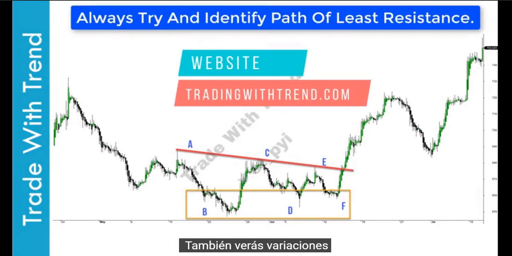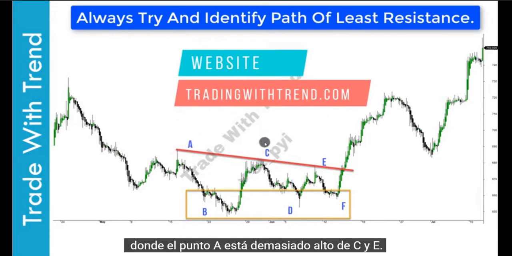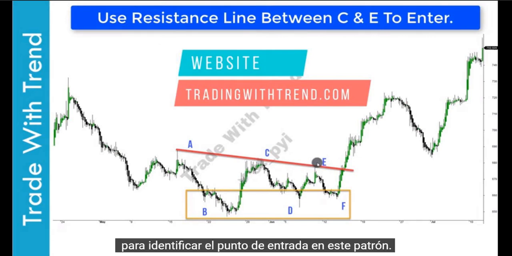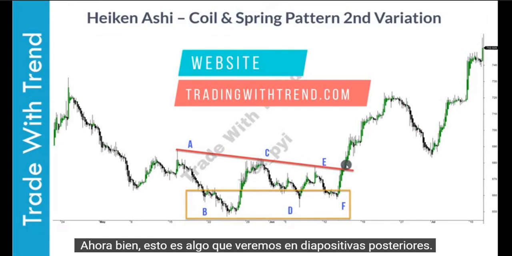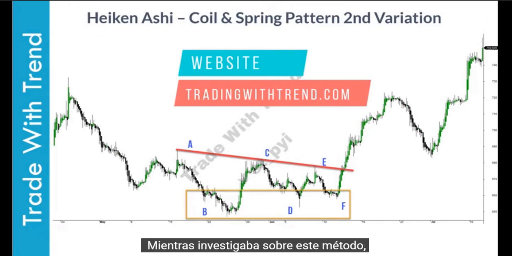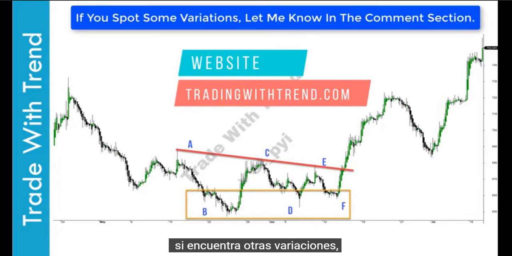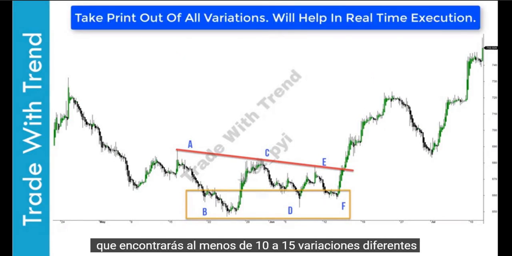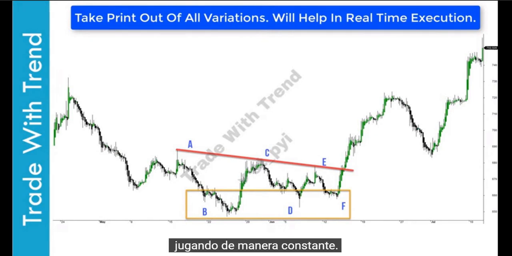You will also see variations where point A is too high from point C and E. In those instances, you will have to use trend line between C and E to identify entry point in this pattern. Now this is something we will look into later slides. While researching on this method, if you find some other variation, then you can validate the same by asking me in the comment section below. Because whenever you will spend time researching this pattern, I can assure you that you will find at least 10 to 15 different variations playing out on a consistent basis.